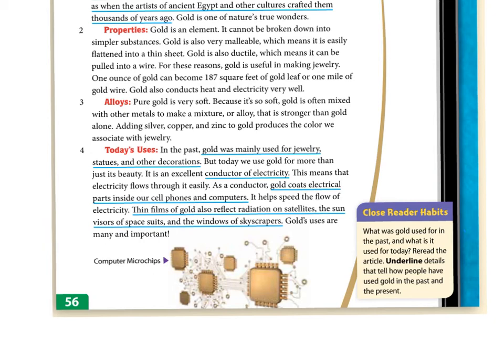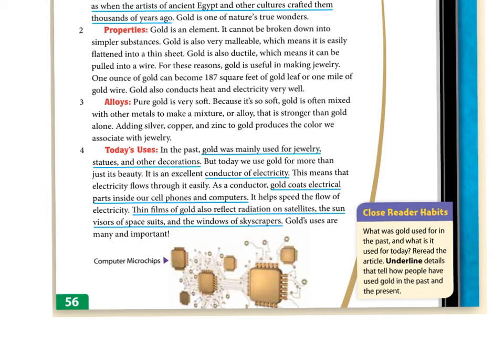If you were filling in my blank, you should have written the word that. This means that electricity flows through it easily. As a conductor, gold coats electrical parts inside our cell phones and computers. It helps speed the flow of electricity. Thin films of gold also reflect blank on satellites, the sun visors of spacesuits, and the windows of skyscrapers. Gold's uses are many and important.